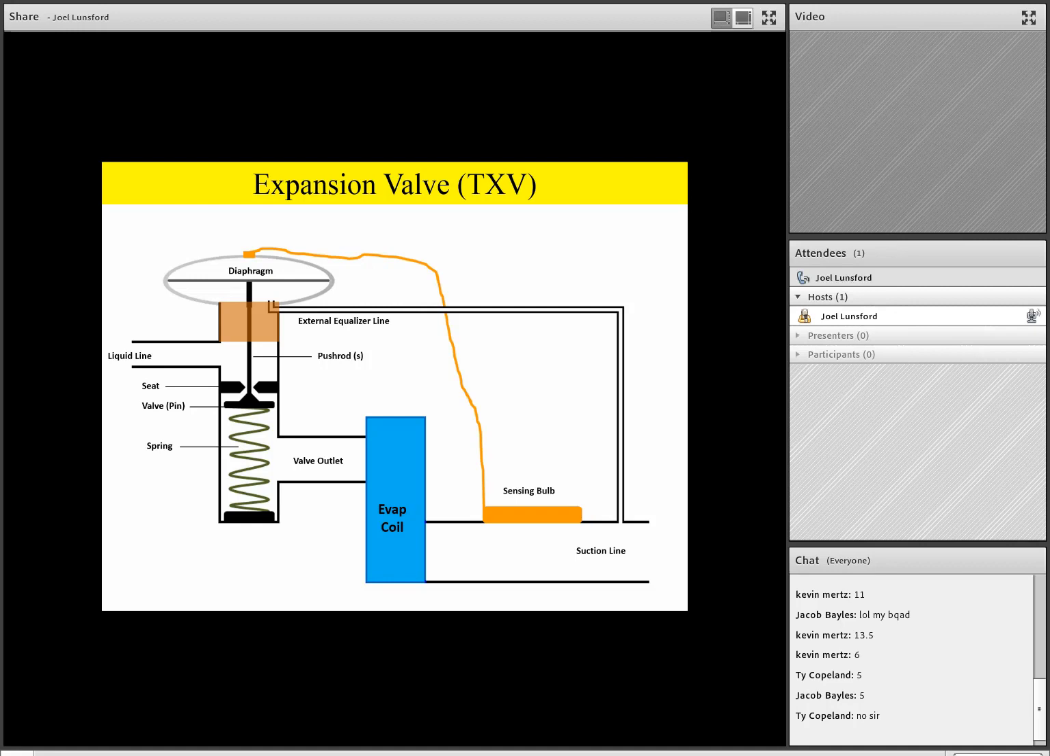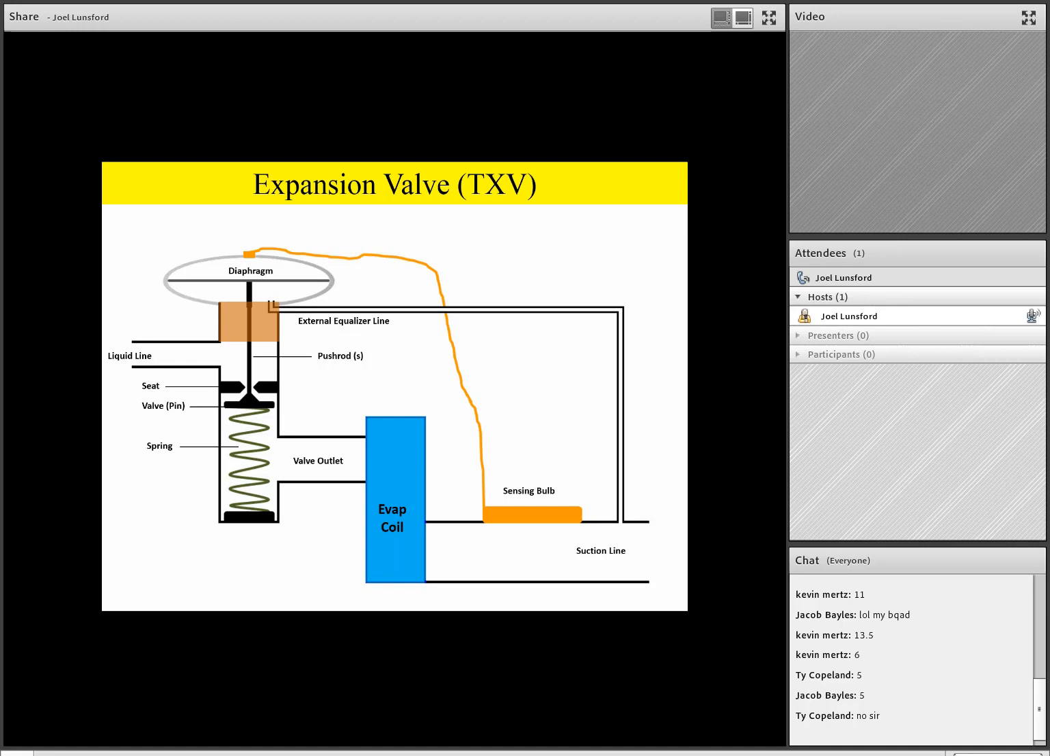So the sensing bulb has a refrigerant in it, and it will sense the temperature of the suction line leaving the evaporator coil. When the sensing bulb warms up, it will exert pressure on the top of the diaphragm, forcing the valve open by way of the push rod or push rods that may have more than one. As we open the valve up, we'll meter more refrigerant into the evaporator coil, and the coil will start cooling down. As the evaporator coil cools down, the suction line leaving the evaporator coil will also cool down and cool the sensing bulb.